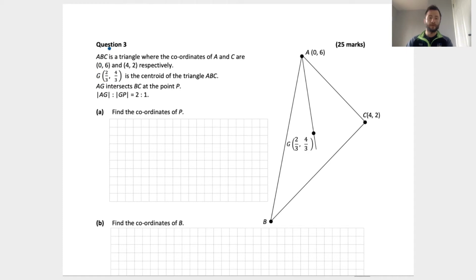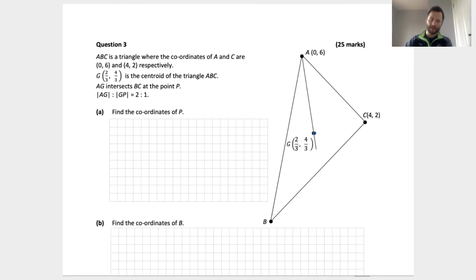So in this video we're going to take a look at question number 3 from 2017 Maths Higher Level Paper 2. In question 3 you have a triangle where the coordinates of A and C are (0, 6) and (4, 2). Point G is the centroid of the triangle and segment AG intersects BC at point P.